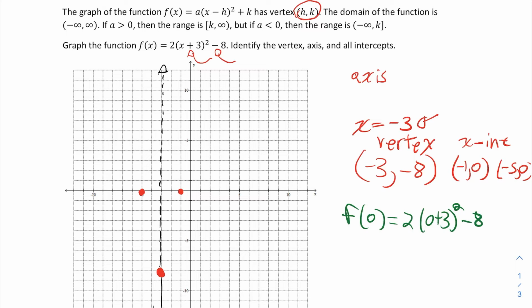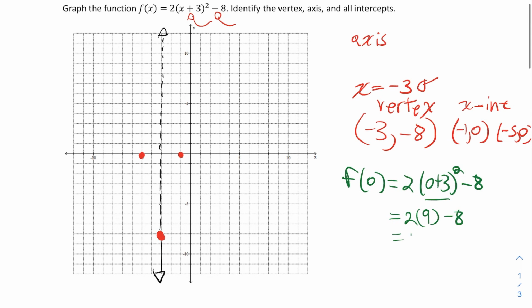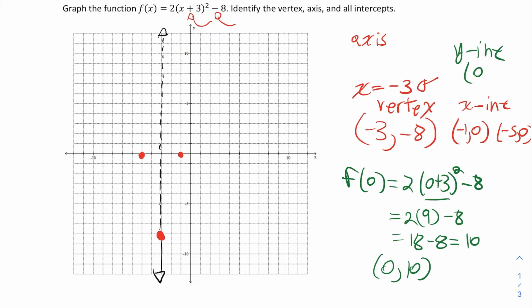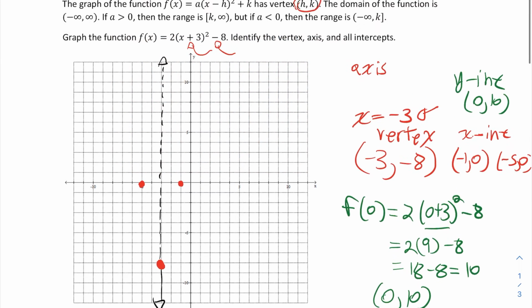3 squared is 9. 9 times 2 is 18. And 18 minus 8 is equal to 10. So I get for free the point 0, 10 as the y-intercept. So the y-intercept is the point (0, 10). So (0, 10), I can plot that point too, and there I can connect the dots.